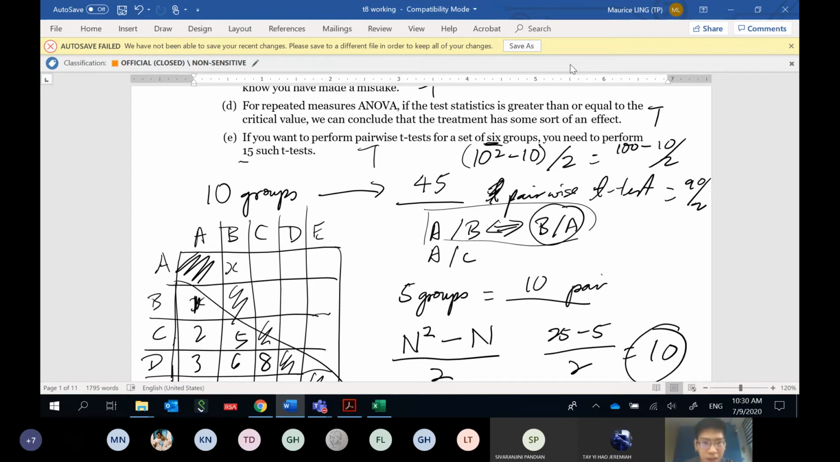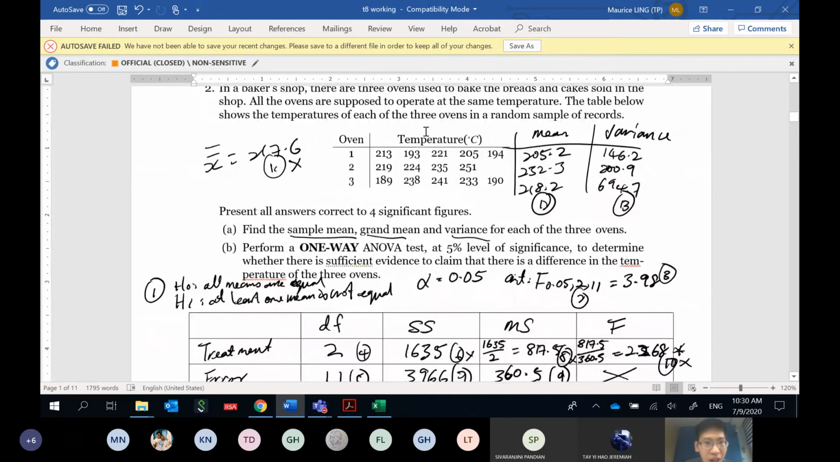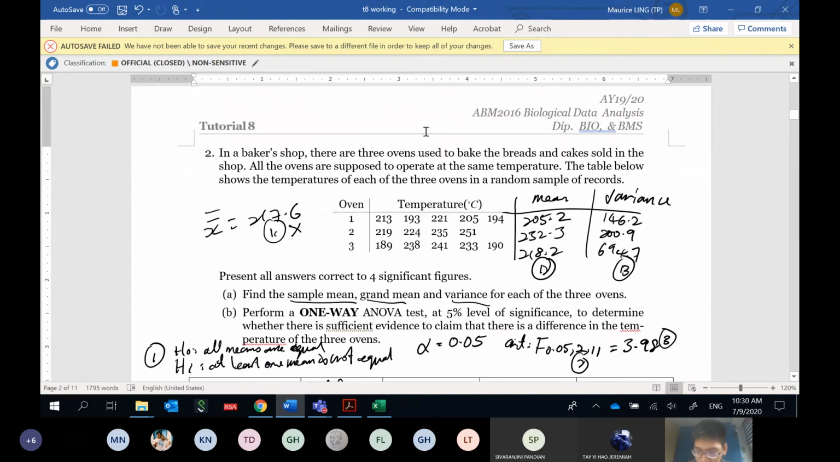Sir, may I ask regarding question 2A, sir? Tutorial. So when we are calculating the grand mean, if we took the means we calculated, 205.2, 232.3, and 218.2, divided by 3, then the answer is not correct.